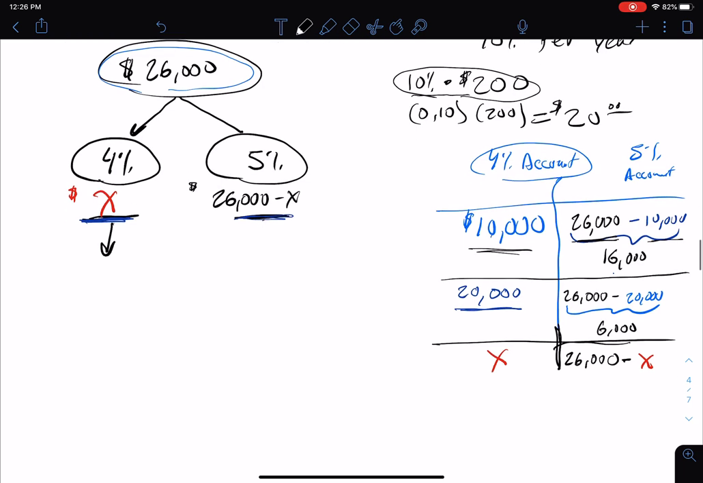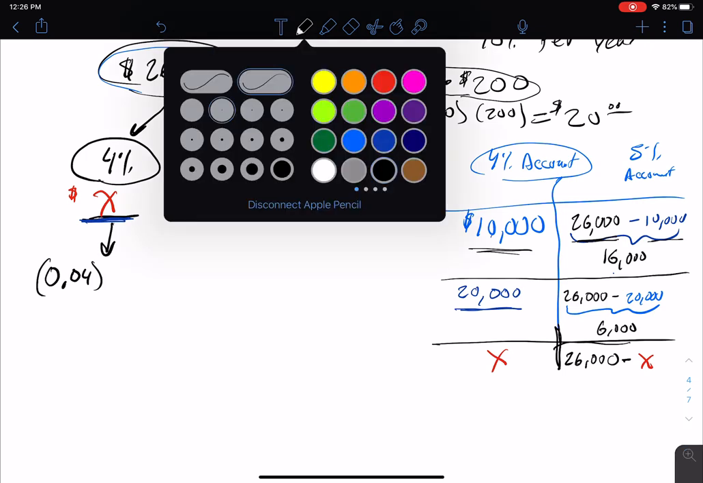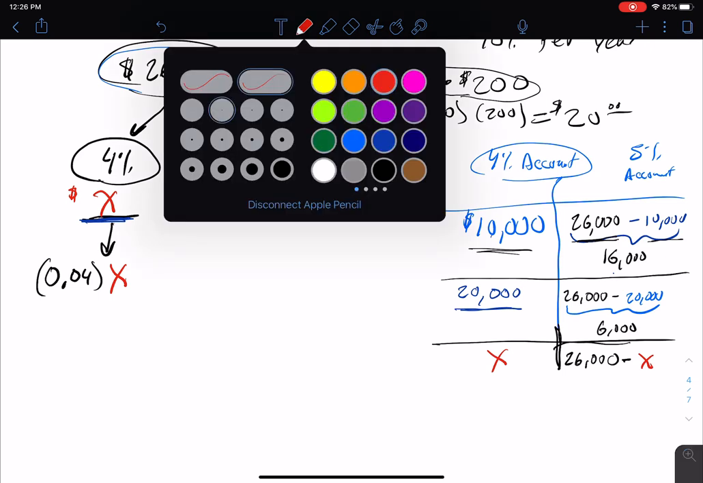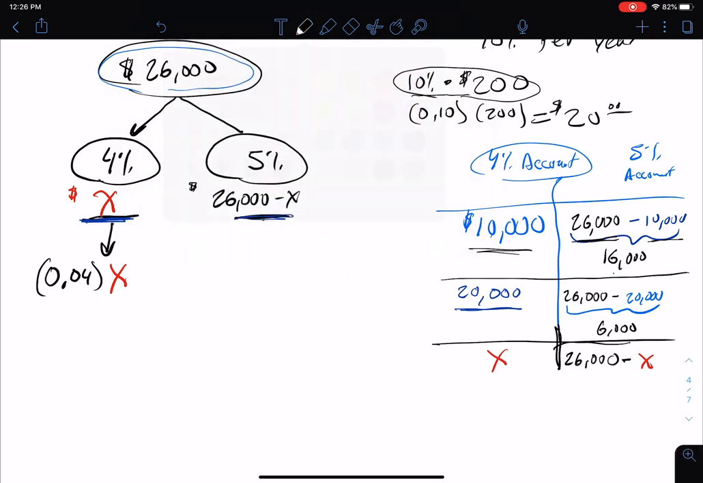well, it's going to be my interest rate, which is 4%, which is 0.04, times the dollars in that account. The dollars in that account happens to be x. This might be confusing having that. Oh, that's a dollar sign. That's what that was, dollar sign.